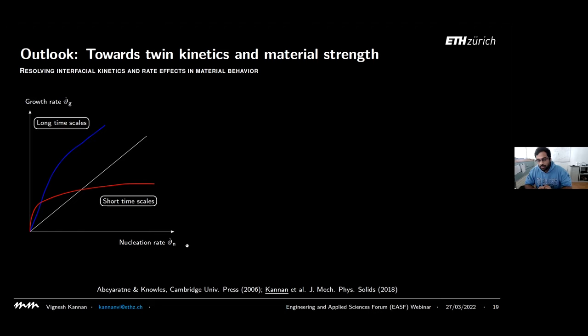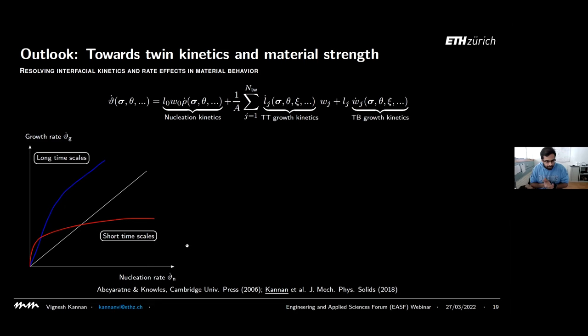So how do we go ahead and understand this from a theoretical perspective? What I've done here is simply rewritten the previous expression. This is the rate of change of twin volume fraction. This is your nucleation kinetics, that's your rho dot. That's your twin tip growth, so that's L dot, the growth of the twin tip. And this is the growth of the twin boundary. So this is summed over every single twin that you see inside a particular image in our case.